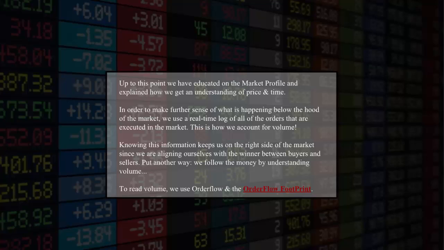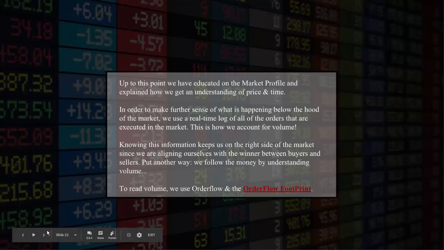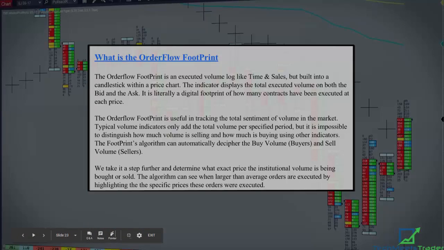To read volume, we use the order flow and the order flow footprint. So what is the order flow footprint? The order flow footprint is an executed volume log like time and sales, but built into the candlesticks within a price chart. The indicator displays the total executed volume on both the bid and the ask. It is literally a digital footprint of how many contracts have been executed at each price. The order flow footprint is useful in tracking the total sentiment of volume in the market.